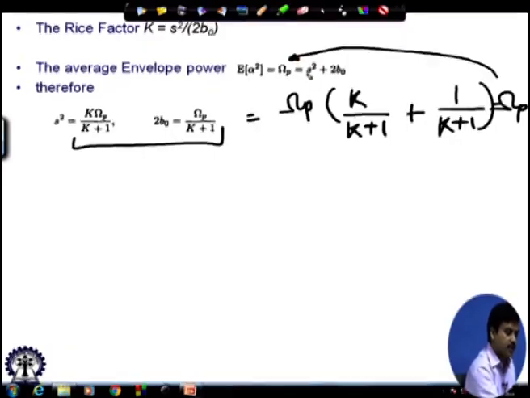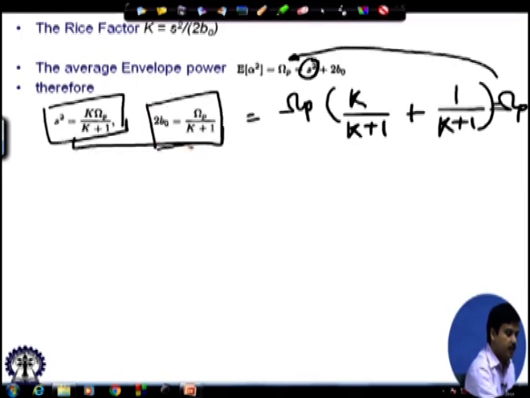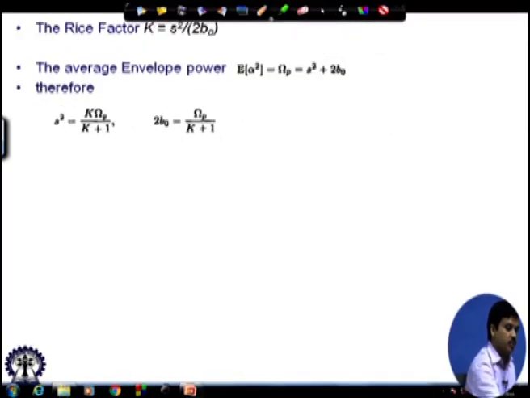So, basically this gives the ratio of the power of the Rician component compared to the total envelope power, and this gives the fraction of power from the non-Rician component with respect to the total power.